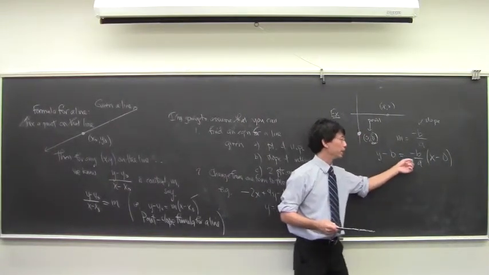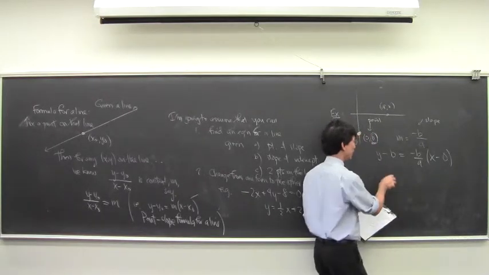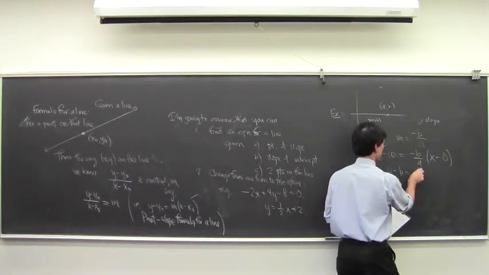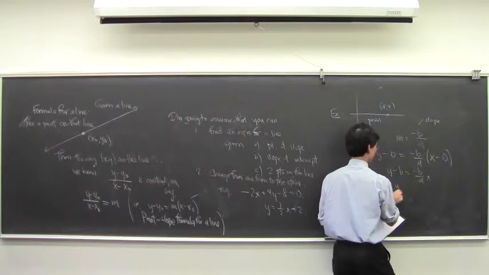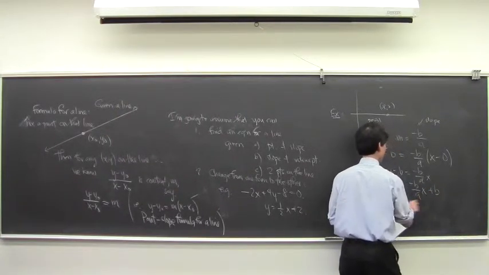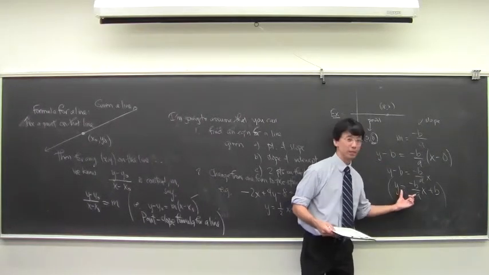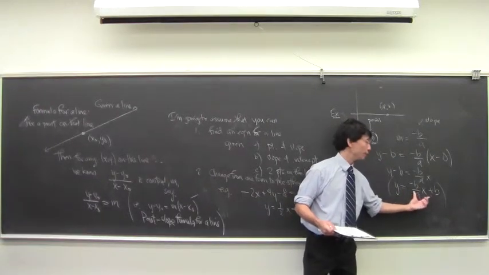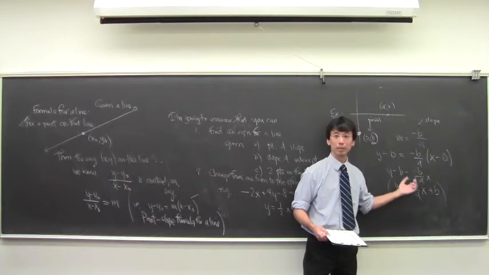Y minus y naught equals m times x minus x naught. And you see that we get the same thing as what Julia was just saying. If you wanted to write it in slope-intercept form, you could switch it over to that form easily.